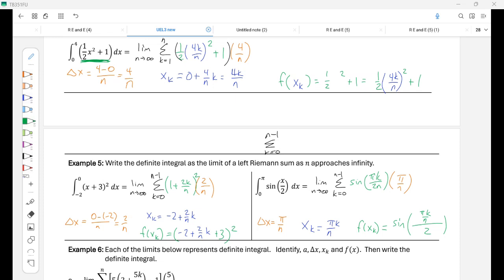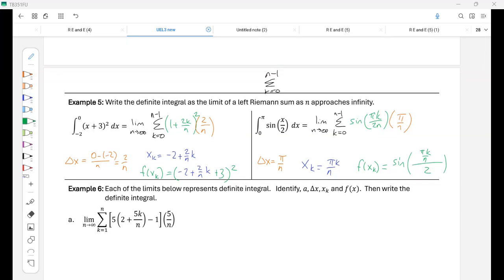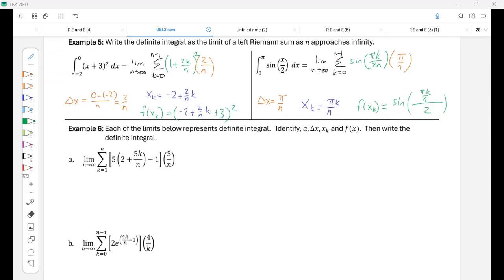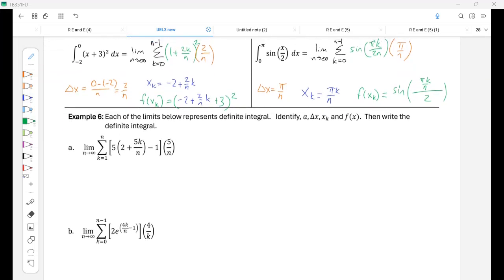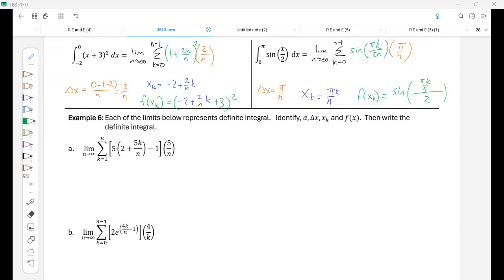All right. So that was the straightforward way. Let's do it backwards. This is the fun part. So what we want to do is pick things out and kind of reverse engineer all of this.